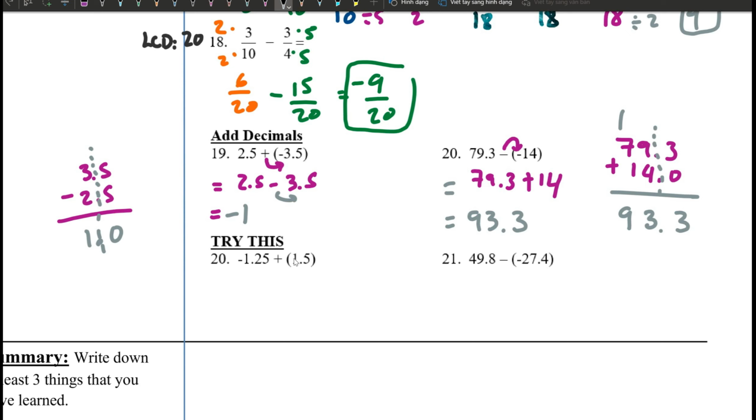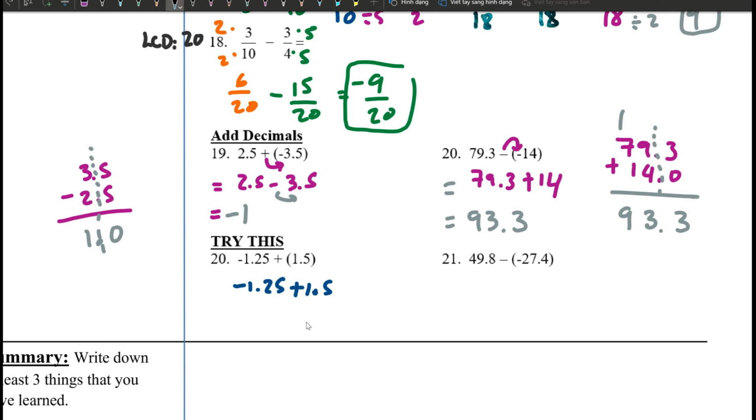Alright guys, pause the video and try the last two problems. Alright, our last two problems. Negative 1.25 plus 1.5, right? So we do the same strategy: same sign, add them up; different sign, subtract.